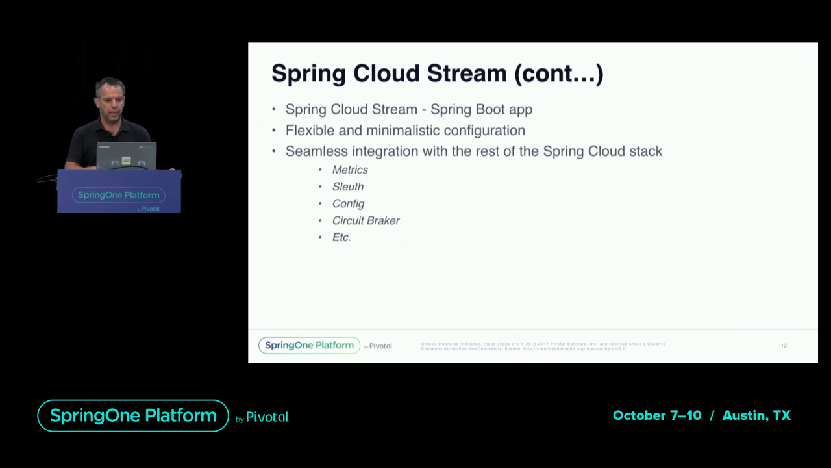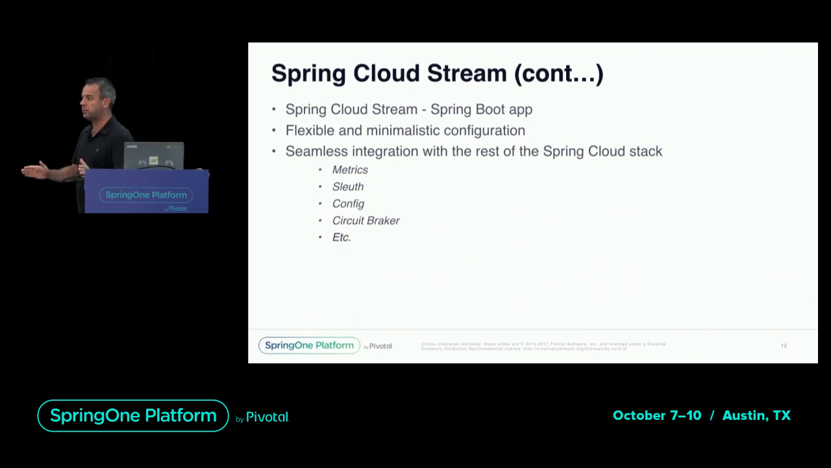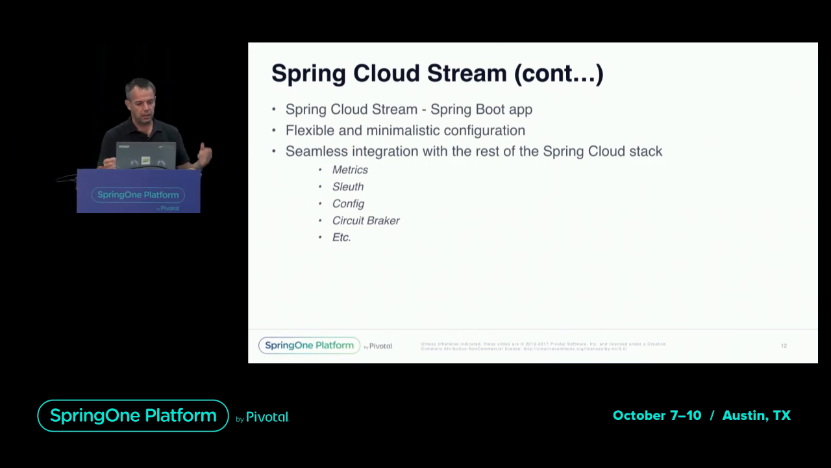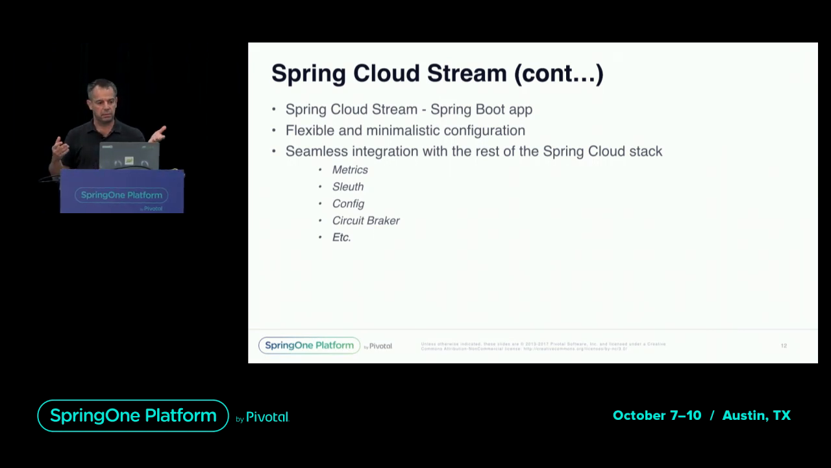Okay, so it's a Spring Boot app. As you can see, it's a very minimalistic configuration. So far, there was no configuration related to Spring Cloud Stream other than throwing things into the class path, right? And again, seamless integration with the rest of the Spring Cloud stack. And there are just some examples of the frameworks. And Sobi, I think we'll be showing metrics, no? Thursday, we may? Okay.